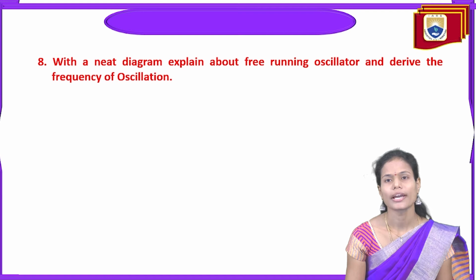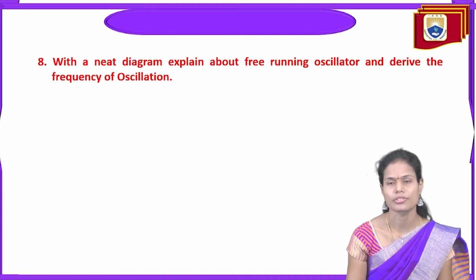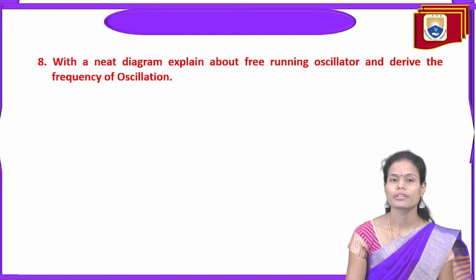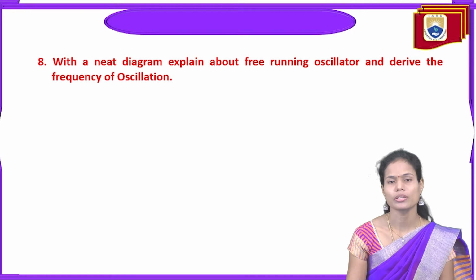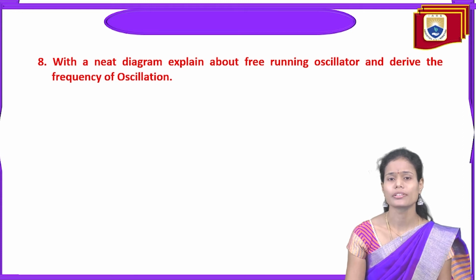And next, with a neat diagram, explain about a free running oscillator and derive the frequency of oscillation. We can design a free running oscillator by utilizing the op-amp and resistor capacitor circuits. For this question, we have to draw this circuit and explain its operation clearly. We also need to explain clearly how the signal is generated, that is, the free running oscillator generates a square wave signal.